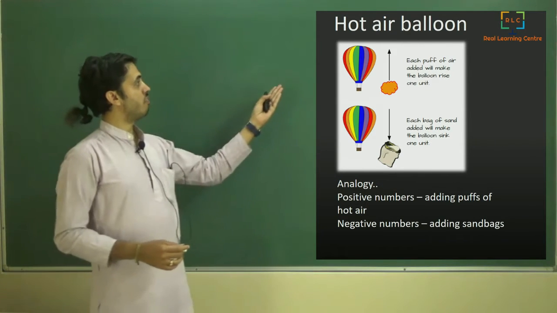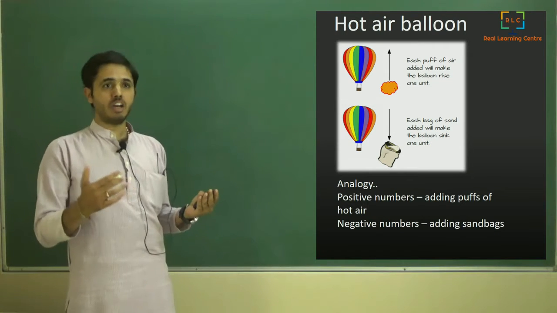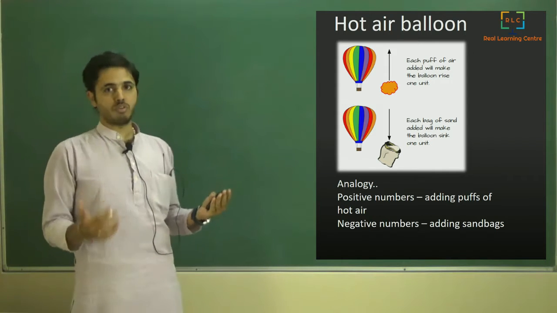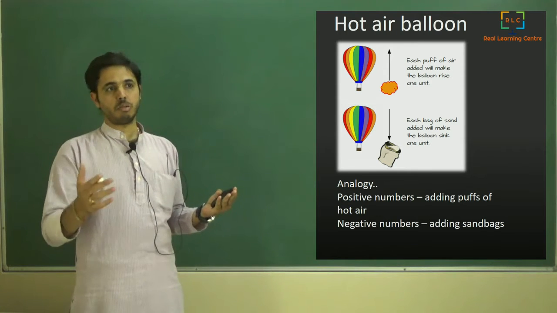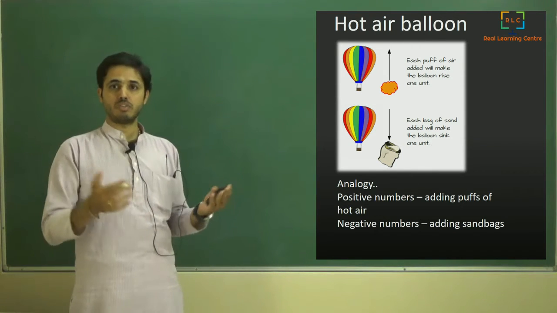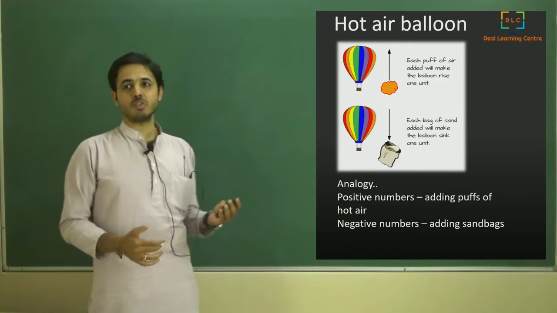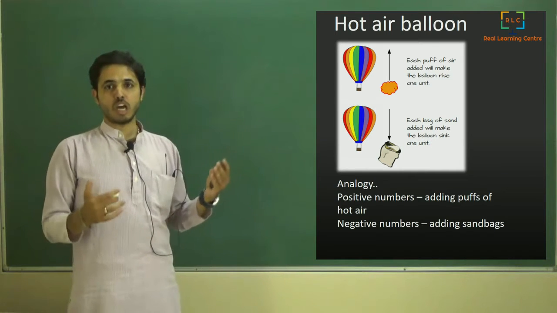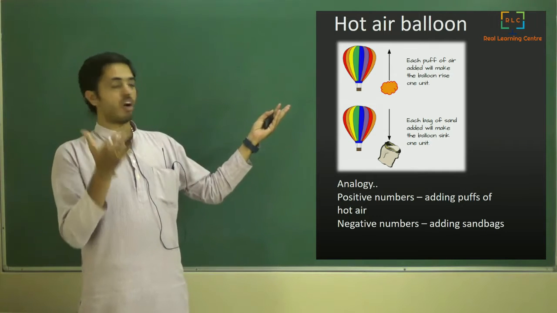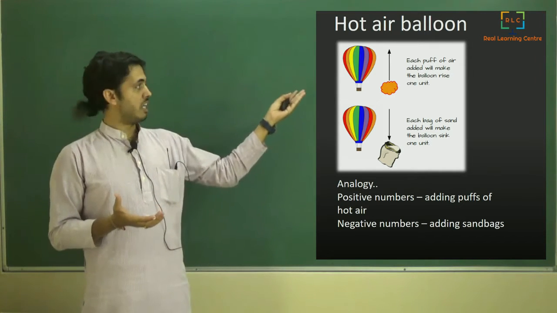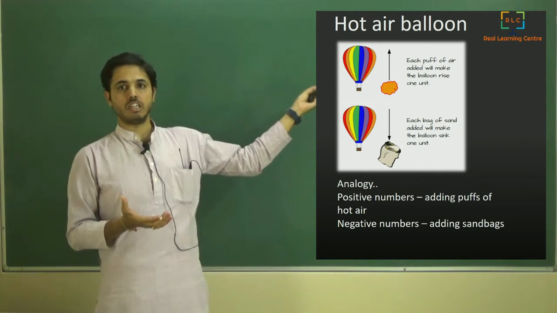We have considered the analogy of a hot air balloon. You might have either traveled, or heard, or seen it on TV. What is a hot air balloon? A hot air balloon is usually used by people to go up in the air, to fly. There is physics behind it, which we are not going to worry about in math class, of course. The hot air balloon we are going to use as an analogy, in that if you give a puff of hot air, the balloon is going to rise 1 unit. That's what our analogy says.